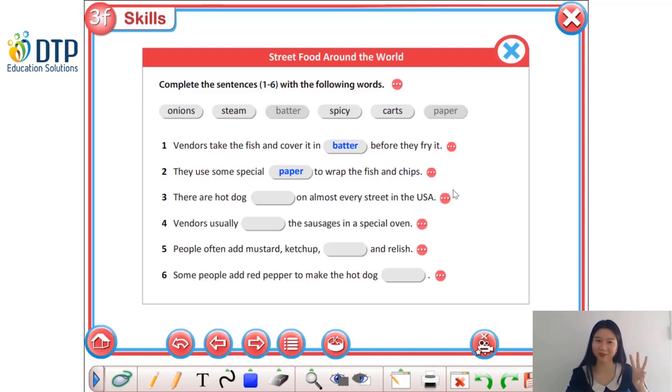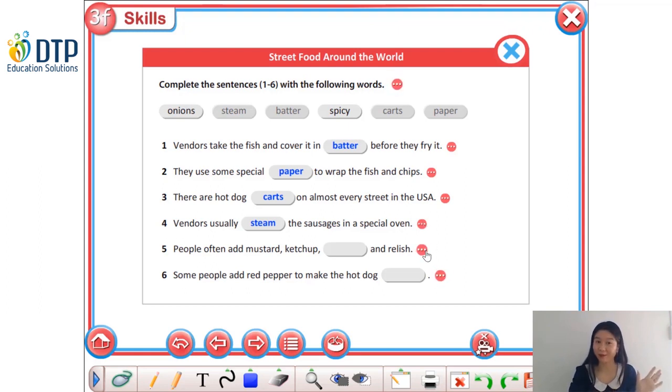And number 3? There are hot dog carts on almost every street in the USA. And number 4, vendors usually steam the sausages in a special oven.